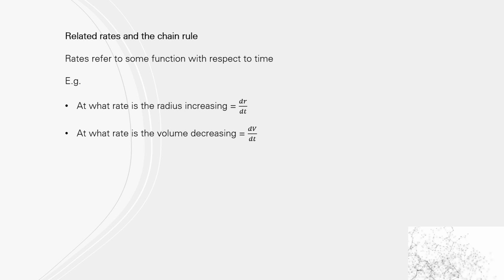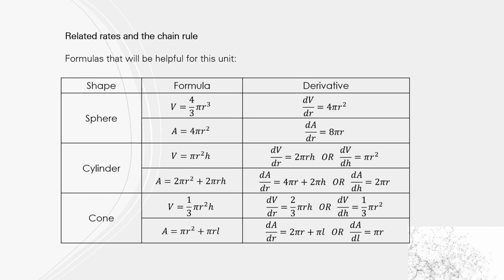Here are some formulas and their derivatives. Some of these are on your formula sheet, but just in case, a reminder of each of them. So we have the sphere, its volume, and the derivative with respect to r, dV/dr, the surface area, and the derivative dA/dr. Same for the cylinder, but note with the cylinder and the cone that we could differentiate with respect to r, or we could differentiate with respect to h, and I've given both of those in the derivative section, so just be aware of those.